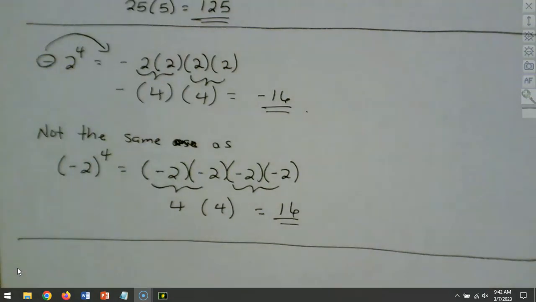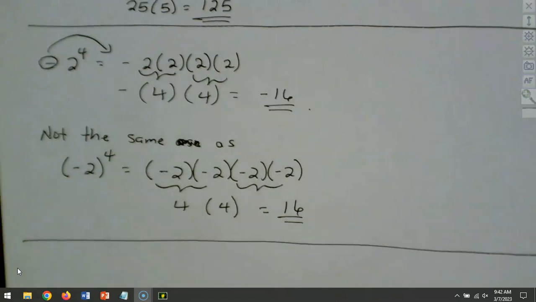So I just wanted to review a little bit about exponents before we start looking at the rules.